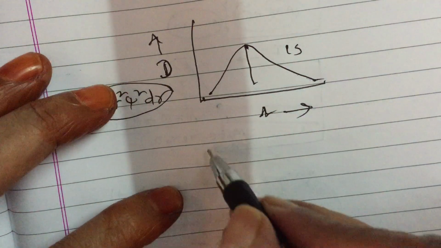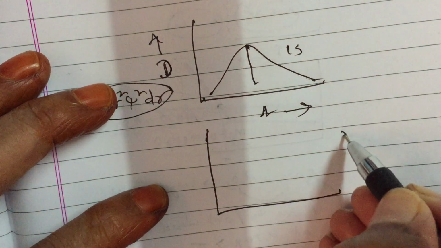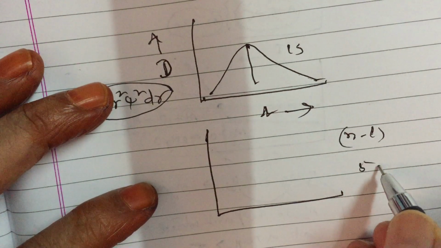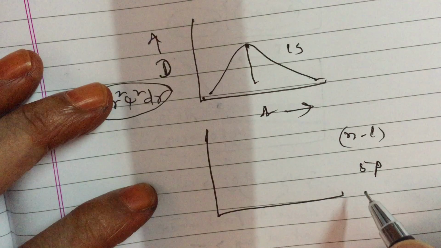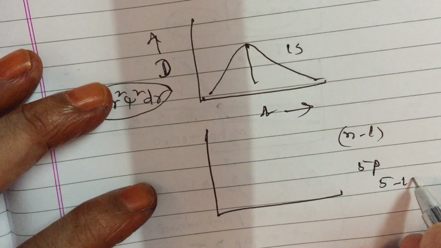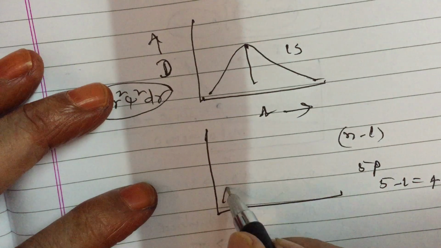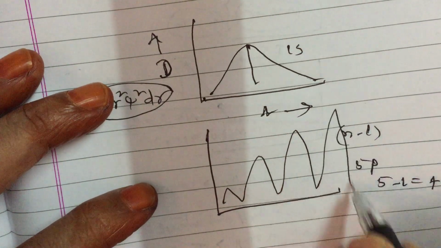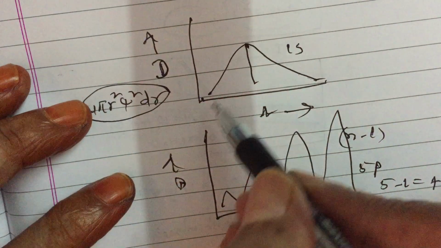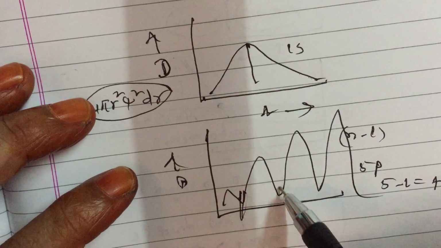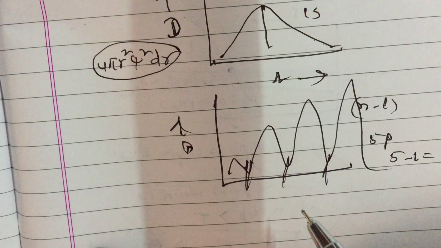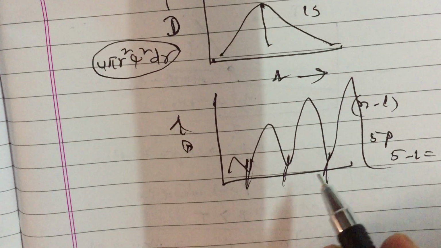The number of peaks a particular orbital can have is given by n minus L value. For example, you want to plot a radial probability curve for 5p. For 5p, n minus L value is 5 minus 1, that is equal to 4. So, it will have 4 peaks. So, in the radial probability curve, wherever it touches the x-axis represents a radial node, or it represents a nodal region.